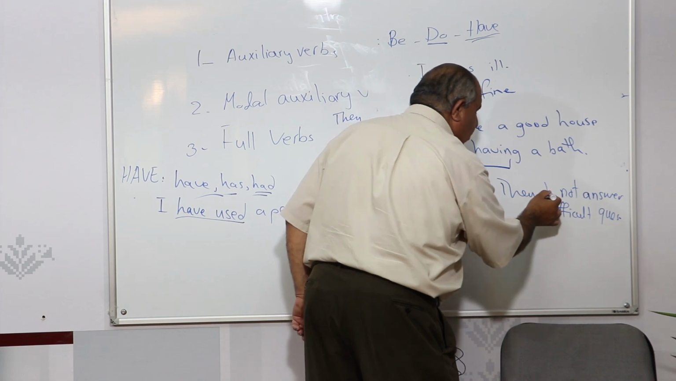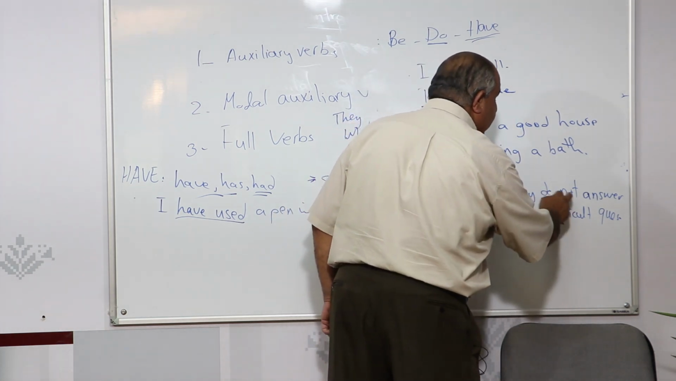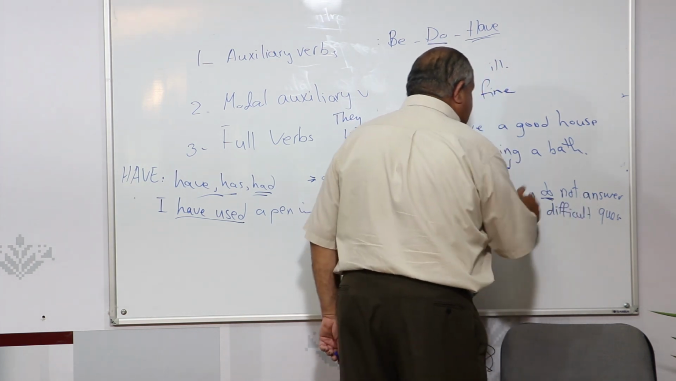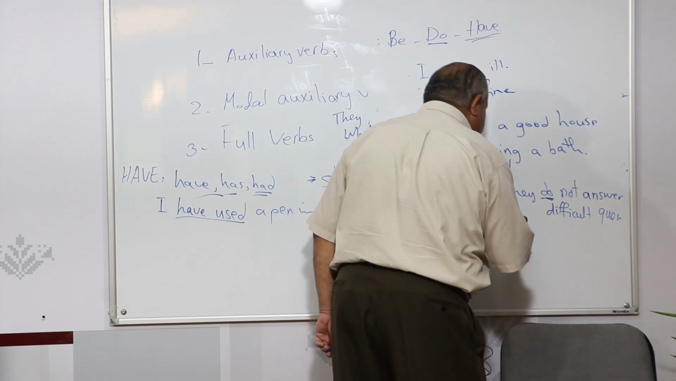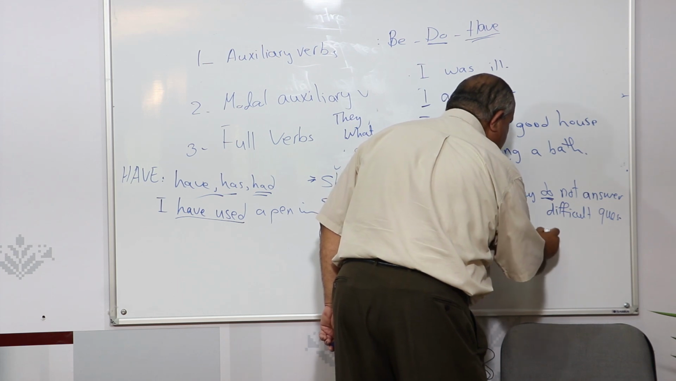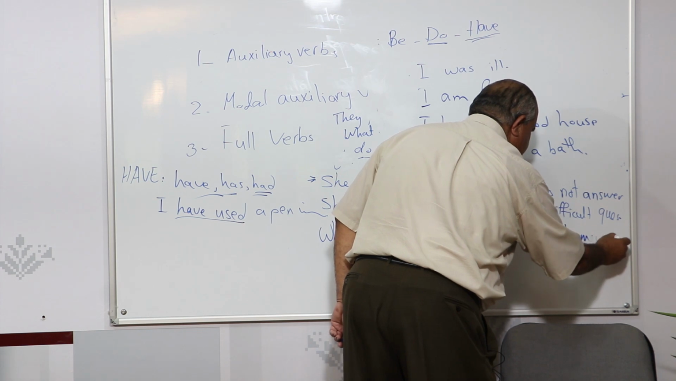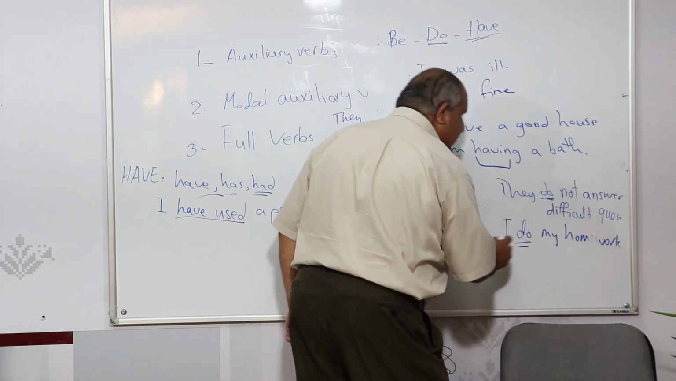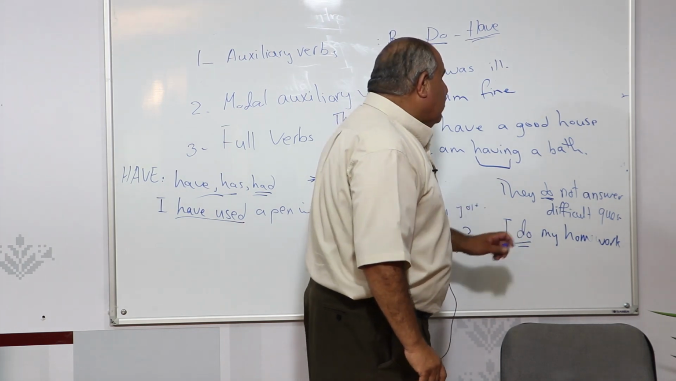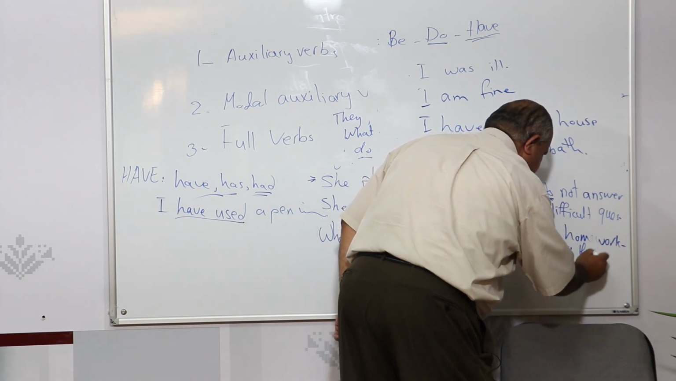Now, in this case, do is used as an auxiliary, or helping verb, to help the verb show the negative and the present simple tense. Or it can be used as in "I do my homework." In this case, do is used as a main verb. I do my homework all the time.